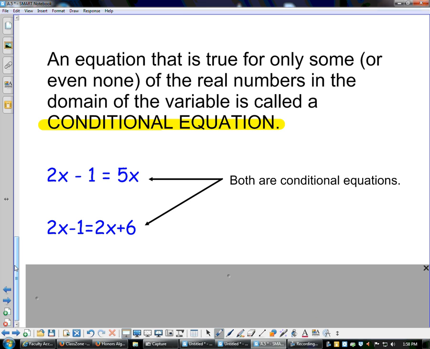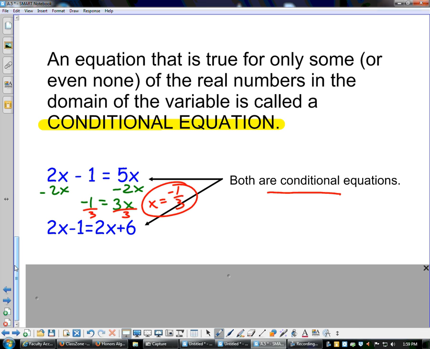This first one, if we wanted to solve this equation, we could subtract 2x from both sides and get negative 1 equaling 3x. Divide both sides by 3, and we get x equaling negative 1/3. So in other words, there's only one solution for that equation. That makes it a conditional equation.